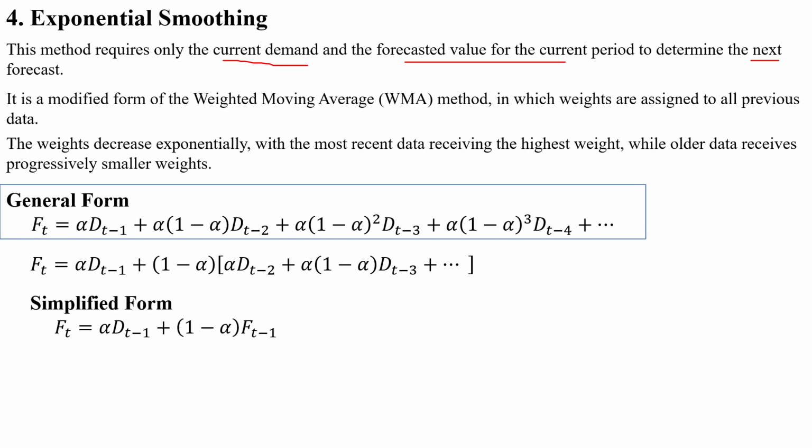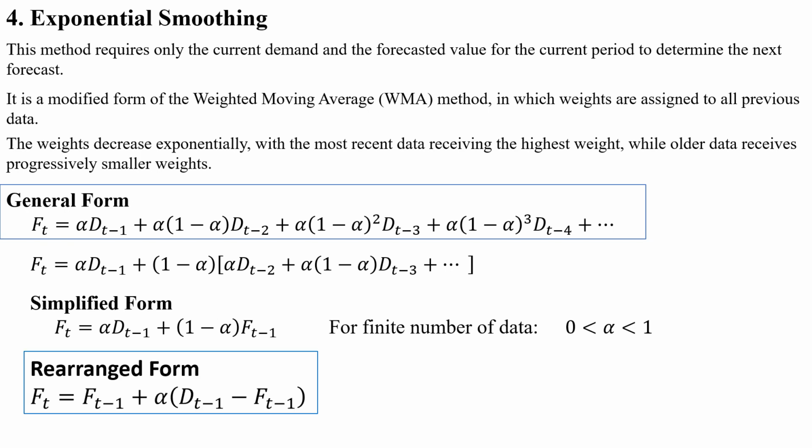So this can be simplified in the form of F_t equal to alpha into D_(t-1) plus (1 minus alpha) into F_(t-1). So the simple form of the exponential smoothing formula is F_t equal to alpha into D_(t-1) plus (1 minus alpha) into F_(t-1). Here, for a finite number of data, the alpha value should be within 0 to 1 only.